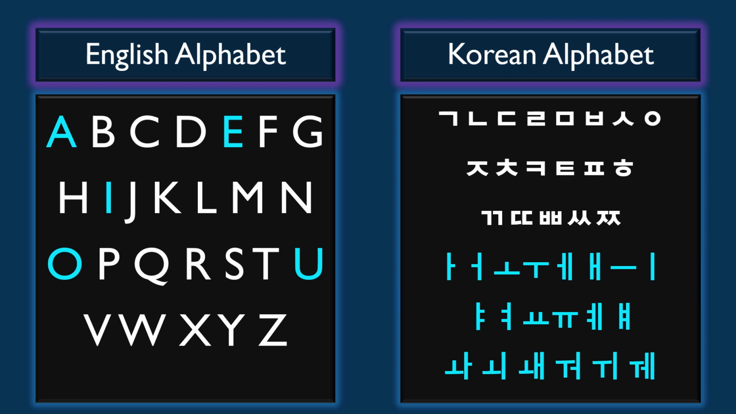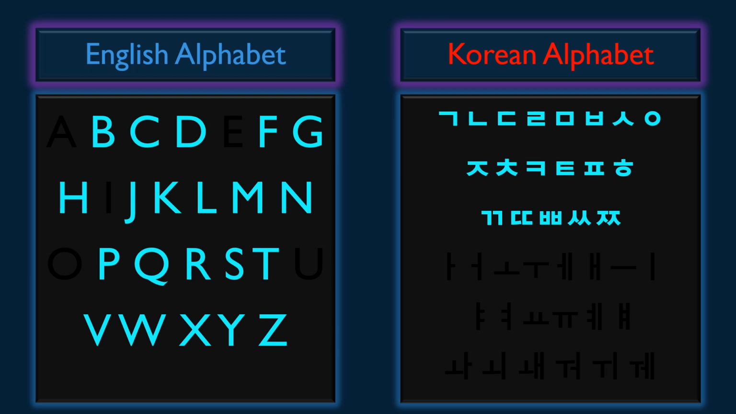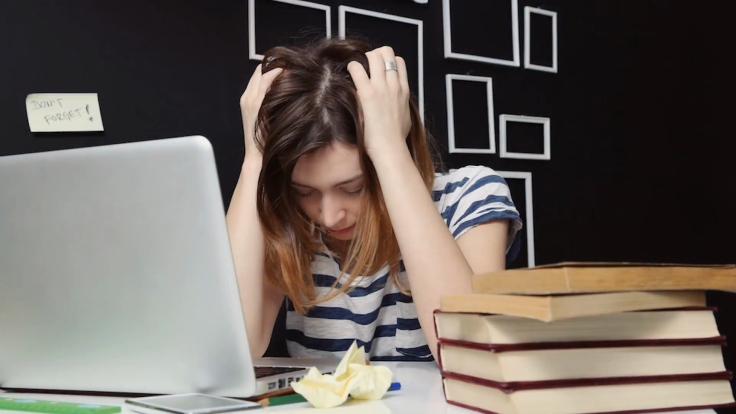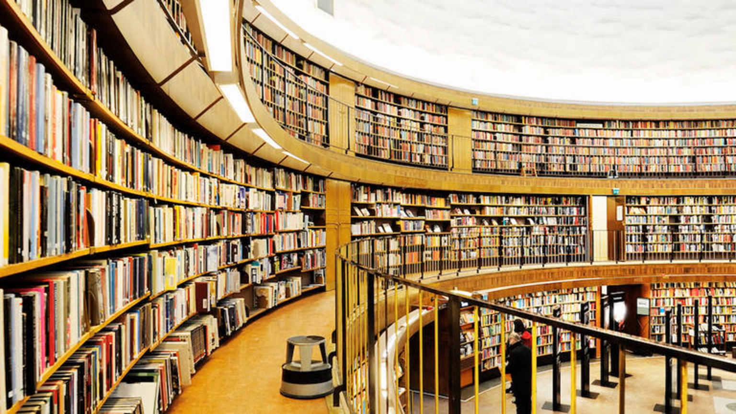How surprising it is to find out that the Korean alphabet has fewer consonants than the English alphabet. But the Korean alphabet has a lot more vowels than the English alphabet. Sounds difficult to learn, huh? But don't worry, we will learn all that we have to learn.